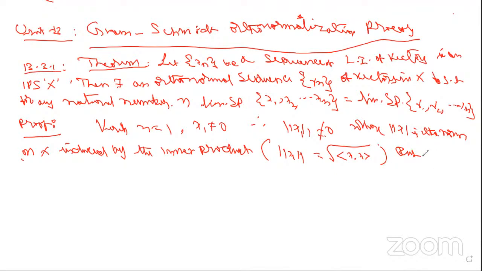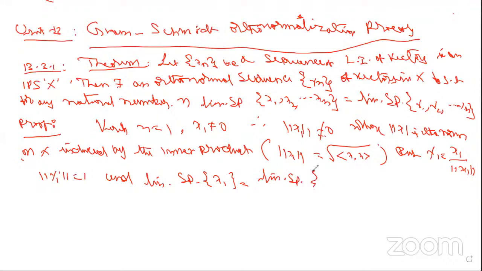Put y1 equal to x1 divided by norm x1. Then clearly the norm of y1 equals 1, and the linear span of x1 equals the linear span of y1.